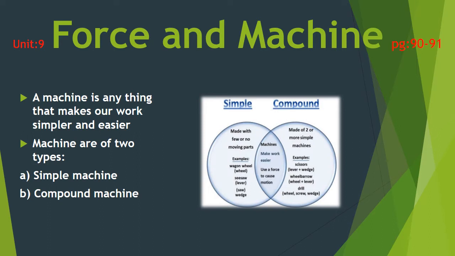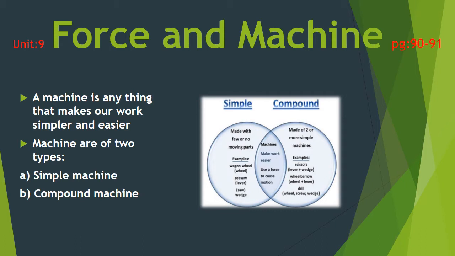A machine is basically anything that makes our work easier and simpler. So basically, a machine can be anything that helps you to make your work easier, and it can do your work even faster than you. Machines are of two types, simple machines and compound machines. Now I will tell you the difference between simple and compound machine.